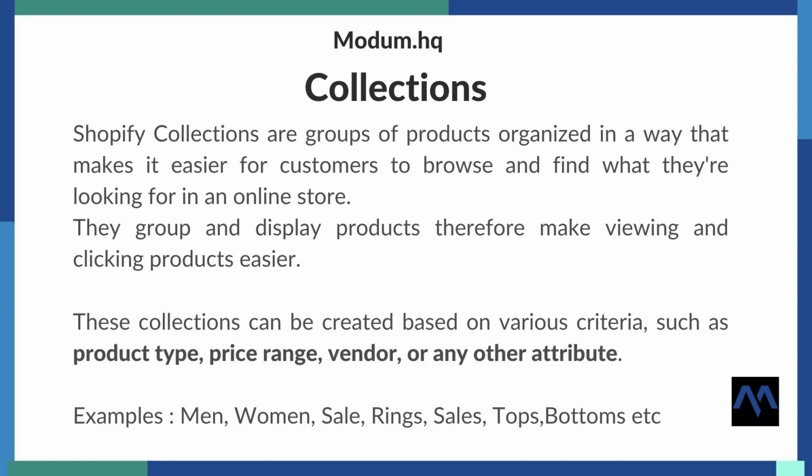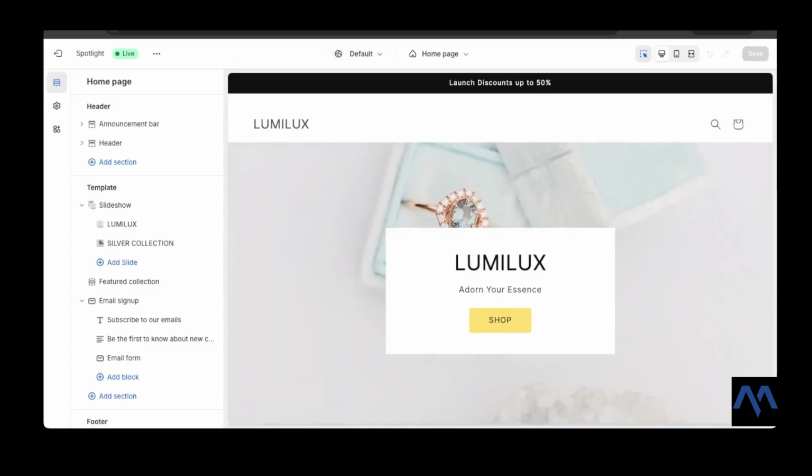So this is what that page would look like. A collection page shows all the products in a collection, and then when you click through, it leads you to a product page. So let's set up our collection real quick.